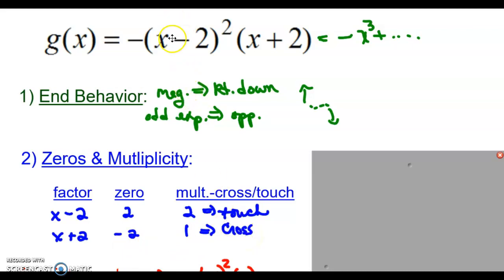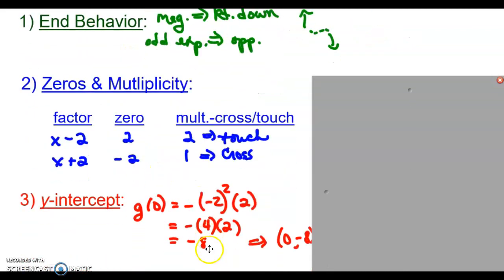Once again, I want to find the y-intercept, so if I put a 0 in this first factor, I get a -2. Squaring that gives me a 4. If I put a 0 here, 4 times 2 is 8, but remember there's a negative out front, so when I do that, I get 0, -8 as my y-intercept.